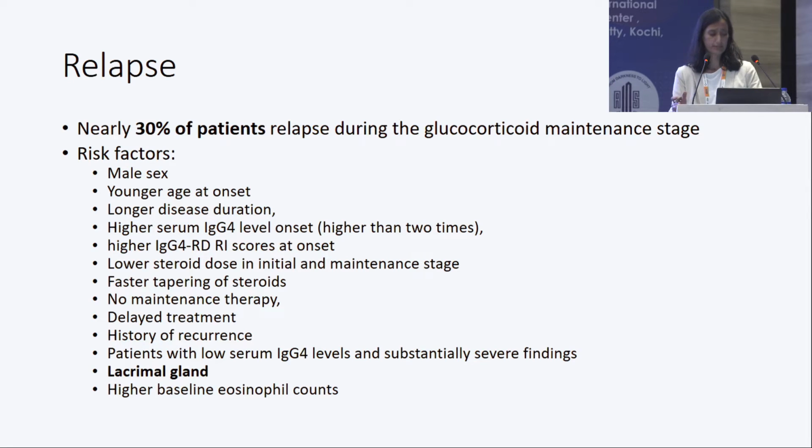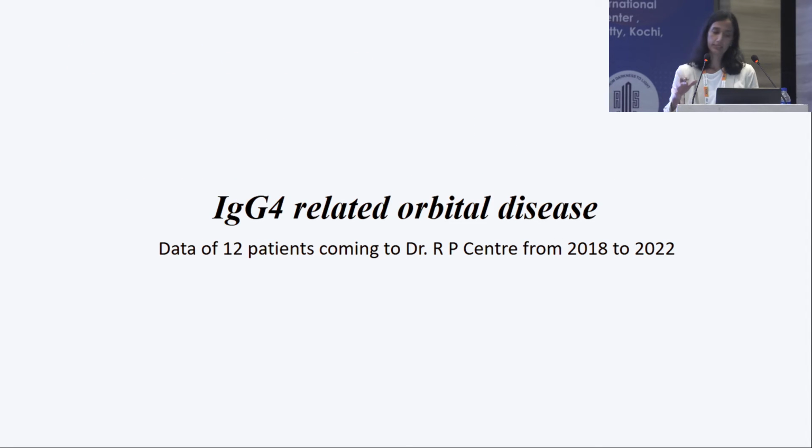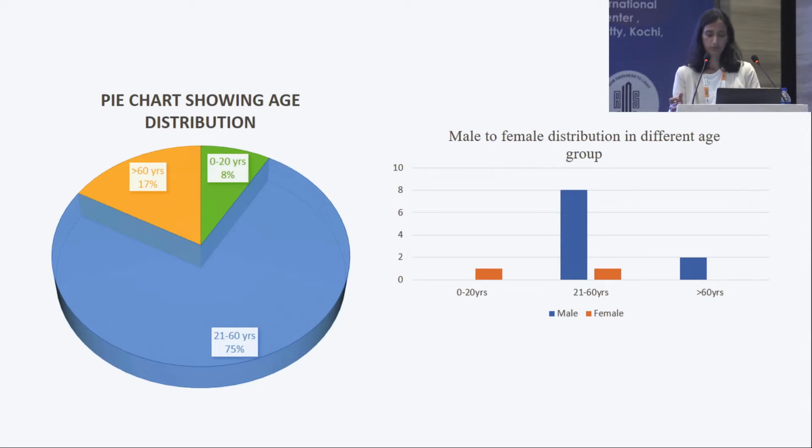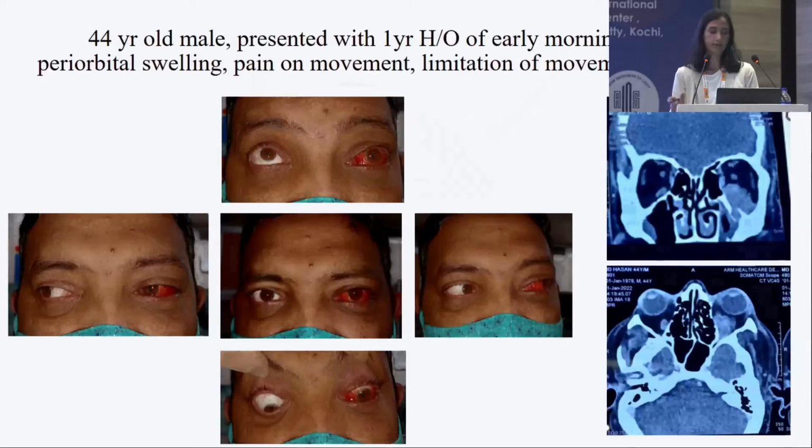So now the risk factors: male patient, young age onset. I'll not read all of them. Lacrimal gland involvement is a risk factor for recurrence. So if the lacrimal gland is involved, there is a risk of recurrence. That is something that we have to remember. And let's see. So this is the data that we have seen over the past 5 years. Yes, most of our patients are male, and most of the patients are in the 21 to 60 years age group. Proptosis is the major presentation. Inferior extraconal space is what we found was mainly involved.